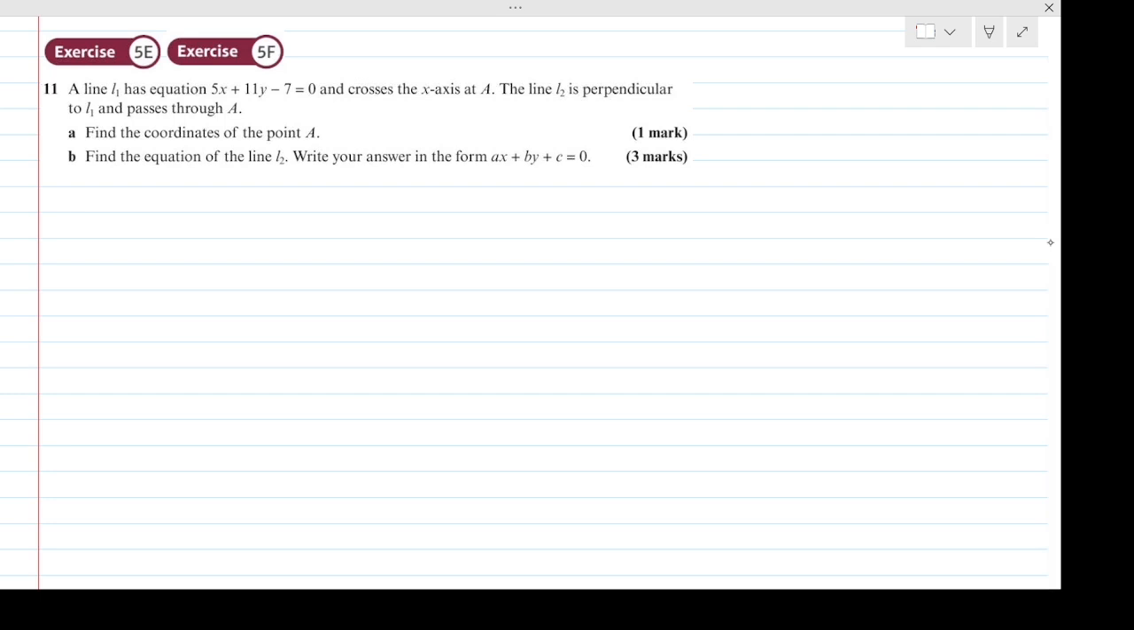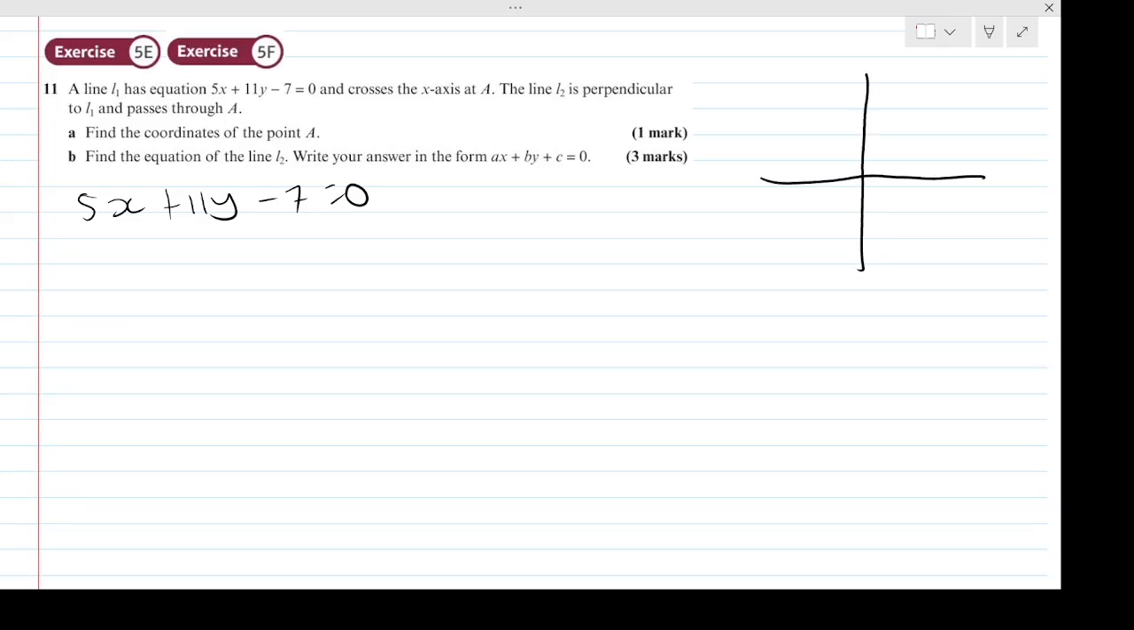Okay, so this question says the line L1 has equation 5x + 11y - 7 = 0, worth noting that down, and it crosses the x-axis at A. The line L2 is perpendicular to L1 and passes through A. Again, there's a lot going on. Let's draw a graph of the situation.